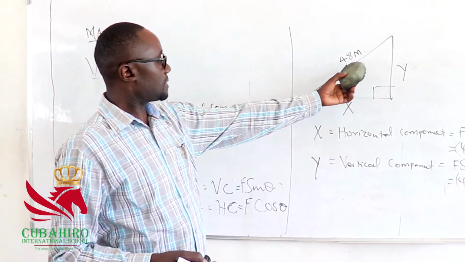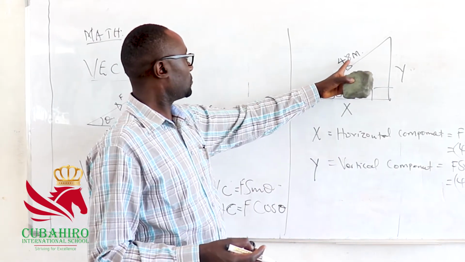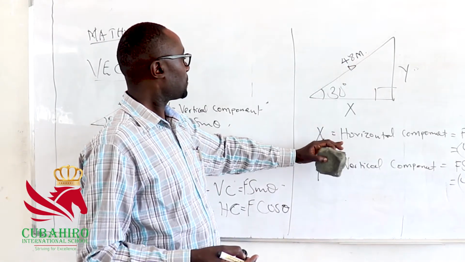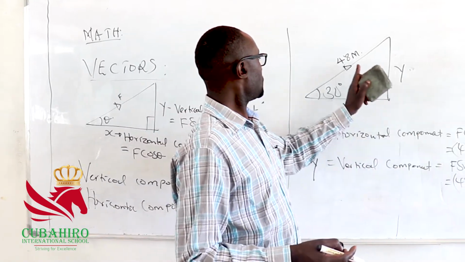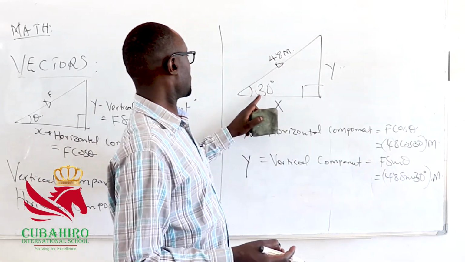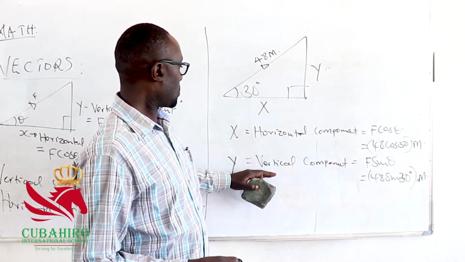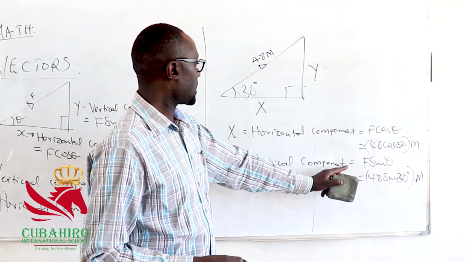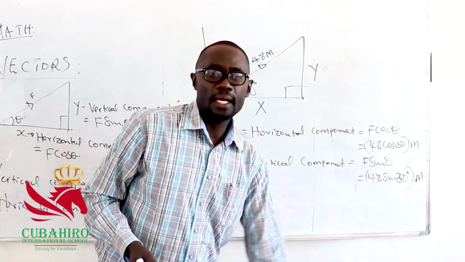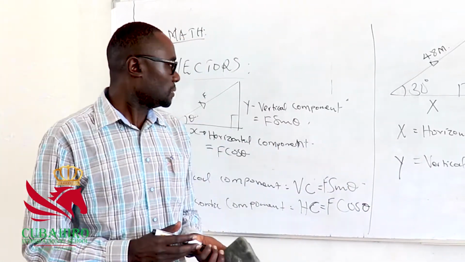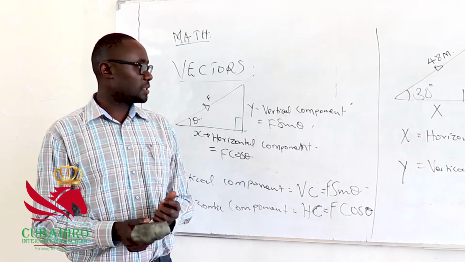In the example, you can see that if you need the horizontal component of this specific vector, then it is equal to F, which is 48, times the cosine of the angle. The vertical component is equal to F sine of the angle, which is 48 times the sine of that angle. And that's all. I think that's simple and clear.